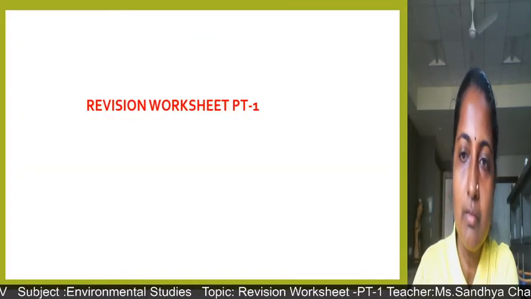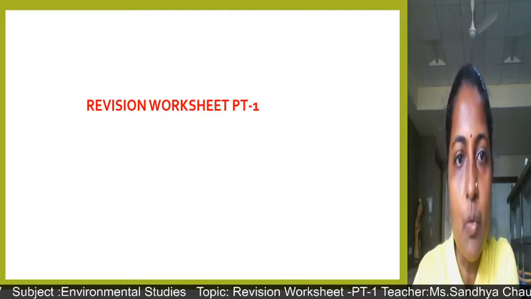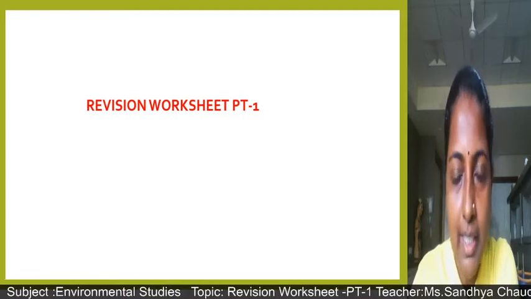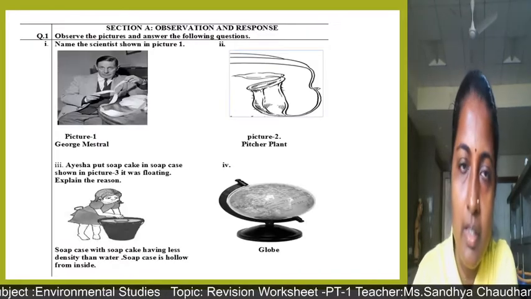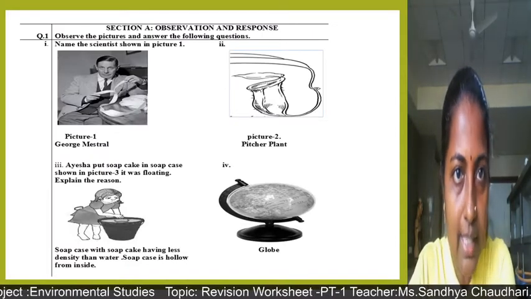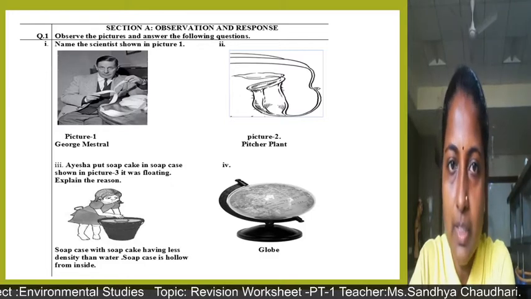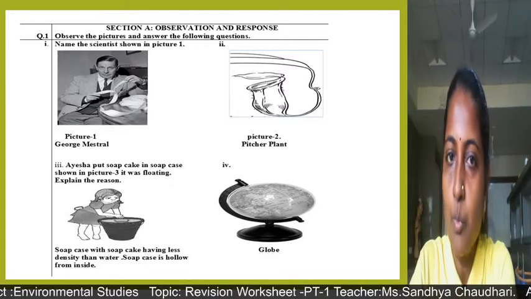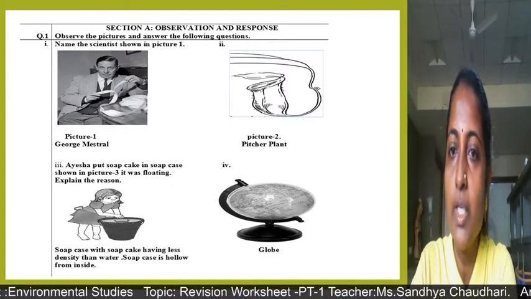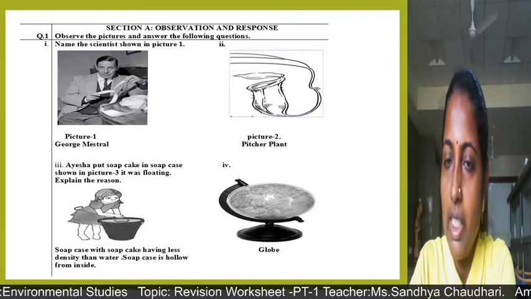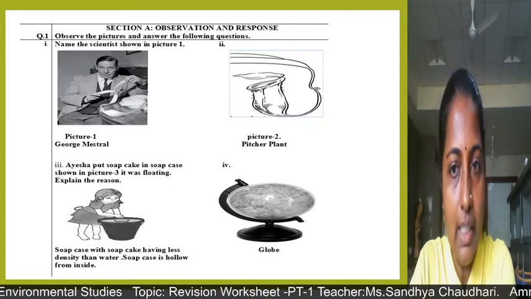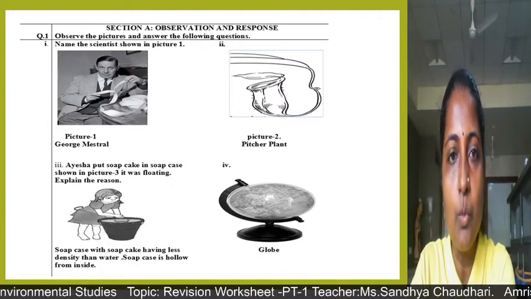Students, today in this video we will discuss the revision worksheet for periodic test 1. First there is section A, that is observational response. Over there you have to observe pictures, and some questions are asked related to that picture. You have to give answers according to the question. It may be one word or one sentence, depending upon the question.